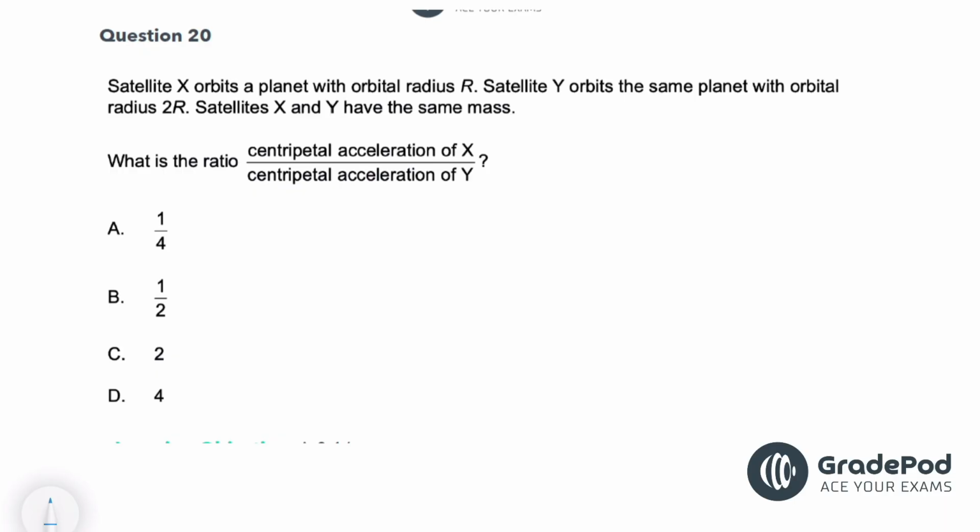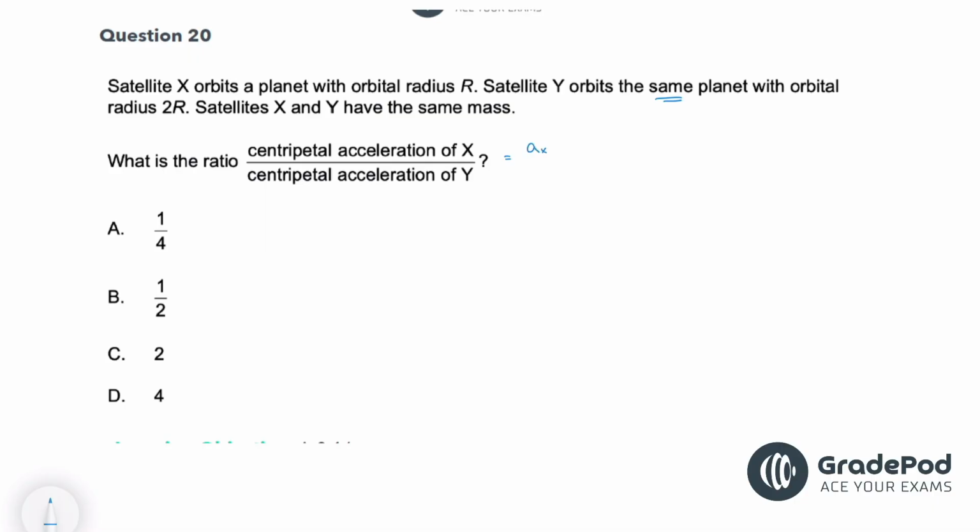50% of your multiple choice questions will require multi-step calculations. That means you'll have to undertake more than one calculation to get the right answer. And this is one of them, so it's great for us to practice it. Let's go. Satellite X orbits a planet with orbital radius r. Satellite Y orbits the same planet with orbital radius 2r. Satellites X and Y have the same mass. What is the ratio of the centripetal acceleration of X over the centripetal acceleration of Y?